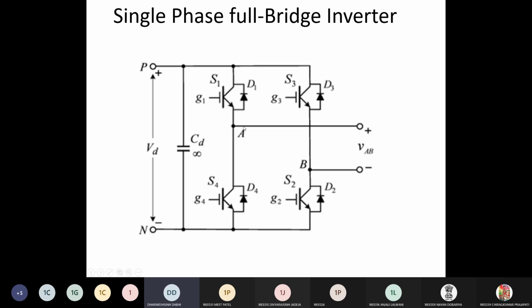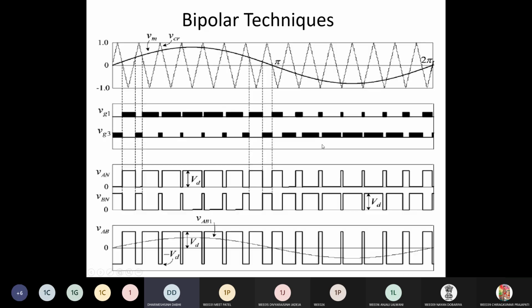That gives the positive voltage across the A and B terminals. Current flows from P, S1, A, load, B, S2 and negative. So that gives the positive voltage with this polarity, VAB. You can see in this figure that you get the voltage VAB at the output side here.